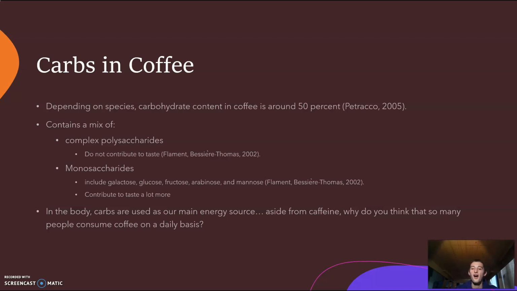And a little bit of exercise physiology here, since I'm an exercise science major. Carbs are used as our main energy source in moderate to high intensity exercise. So aside from the caffeine, based on that information that carbs are our main energy source, do you think there's a different reason why people may drink coffee before a workout or after a workout? I'll give you a second. If you're watching this, I'll give you a second to think of a reason.